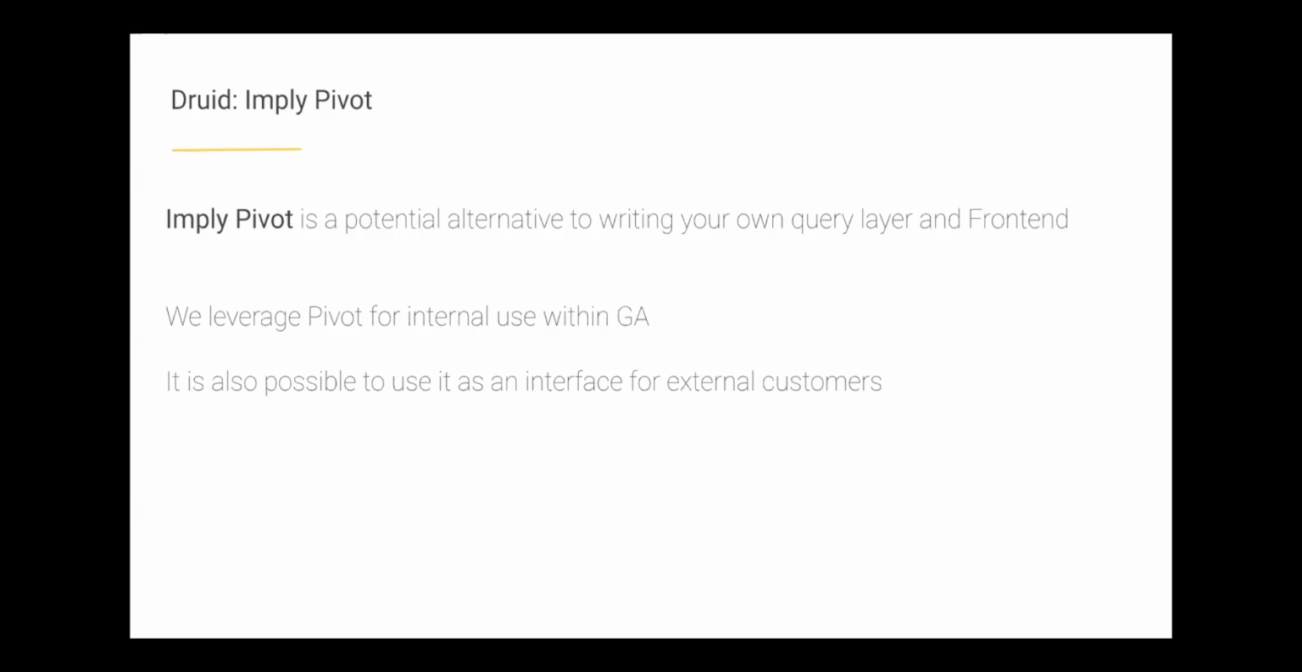to use within GA. For example, our support team wants to assist a customer with troubleshooting some issues, so they can actually drill down to almost raw data, looking at the data in Druid. So that's how we use it.